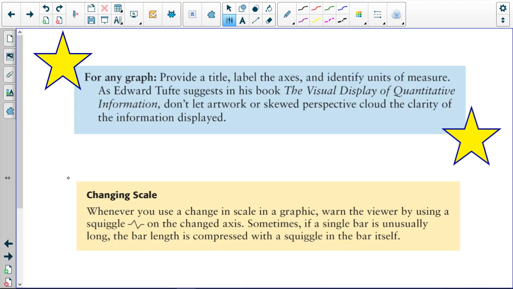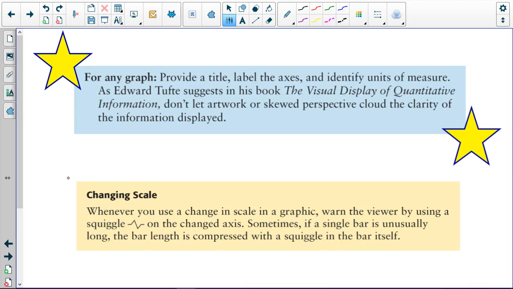I really try to make this important. For any graph, you must provide a title, you must label the axes, and you must identify the units of measure. So that's why we were putting in years or temperature in Fahrenheit, okay? As Edward Tufte suggests in his book, The Visual Display of Quantitative Information, don't let artwork or skewed perspective cloud the clarity of the information displayed. So when you do projects for me, I will say, personalize the graphical display, make it your own, make it visually appealing. However, don't distract from the information.